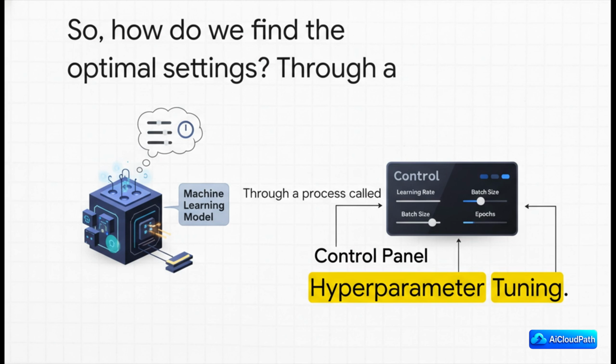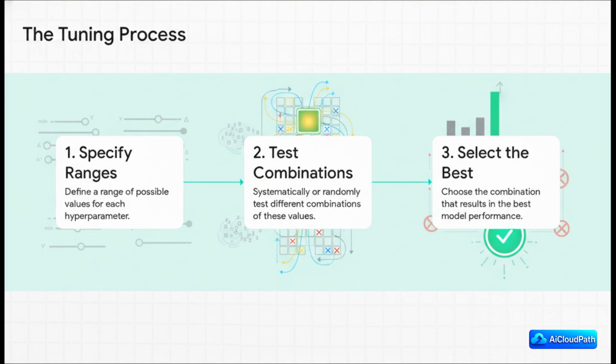Okay, so you've got all these different knobs to turn, and each one has its own trade-offs. How on earth do you find the perfect combination? Well, there's a whole process for this, and it's called hyperparameter tuning. It sounds complex, but the idea is actually pretty simple. First, you just decide on a range of possible values you want to try for each setting. Then, you let your system test a bunch of different combinations from those ranges. And finally, you just look at the results and pick the combination that gave you the best performing model.